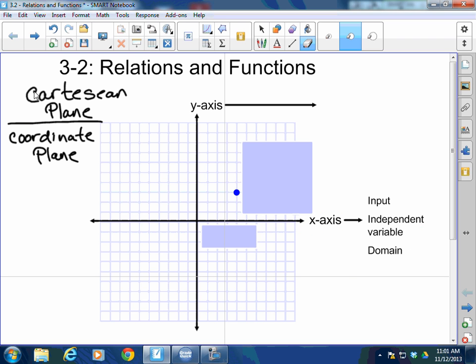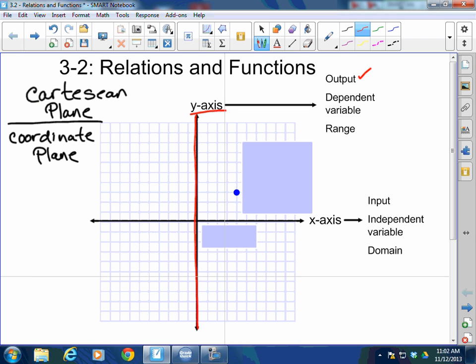The y-axis is the opposite of horizontal. It goes up and down. It's vertical, like a column that holds up a building. So the x-axis is horizontal, remember the horizon, and the y-axis is a vertical column. The y-axis is known as the output, because it is the answer to the equation once you plug in the input. It is the dependent variable. It depends on the x value. Y will increase or decrease depending on the x value.